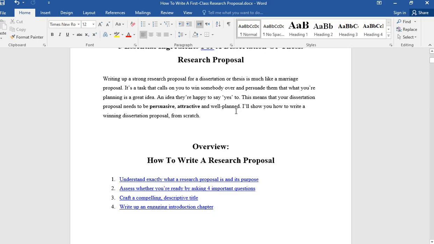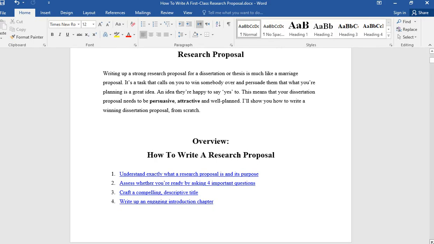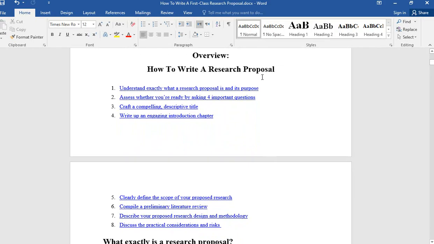It means that the subjects, the participants should be clearly stated. The research methodology should be clearly presented. The place you're going to do that research, your features as a researcher, your potentialities should be stated. The way you're going to analyze the data should be presented well. So these are the ways that make it persuasive and attractive. I'll show you how to write a winning dissertation proposal from scratch, from the beginning, right? So let's see how to write a research proposal.